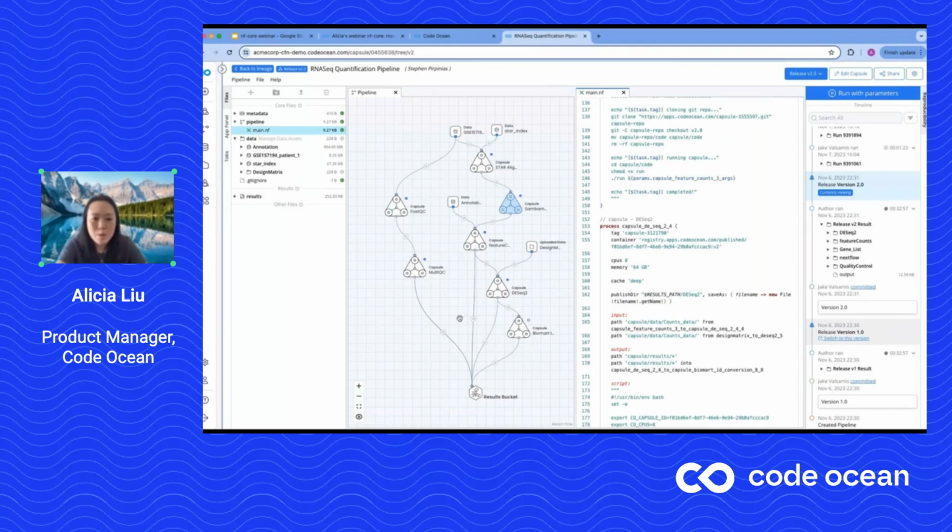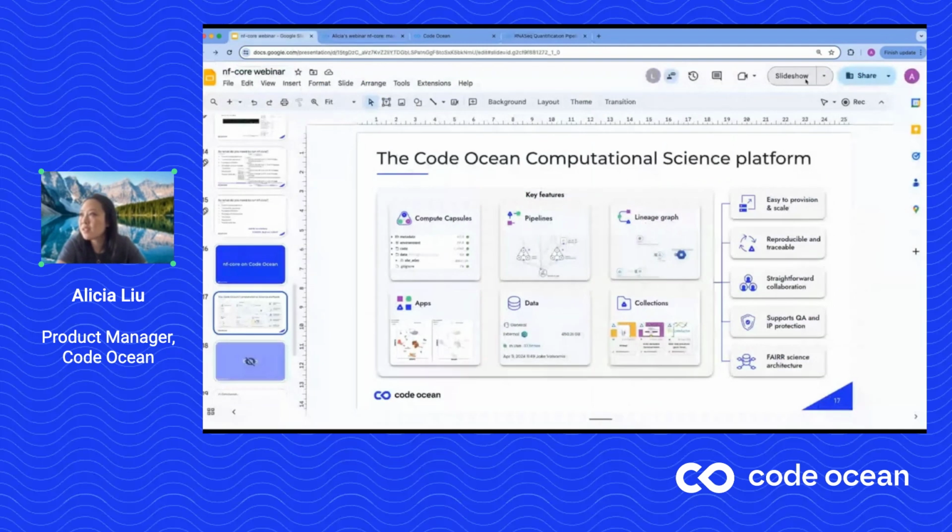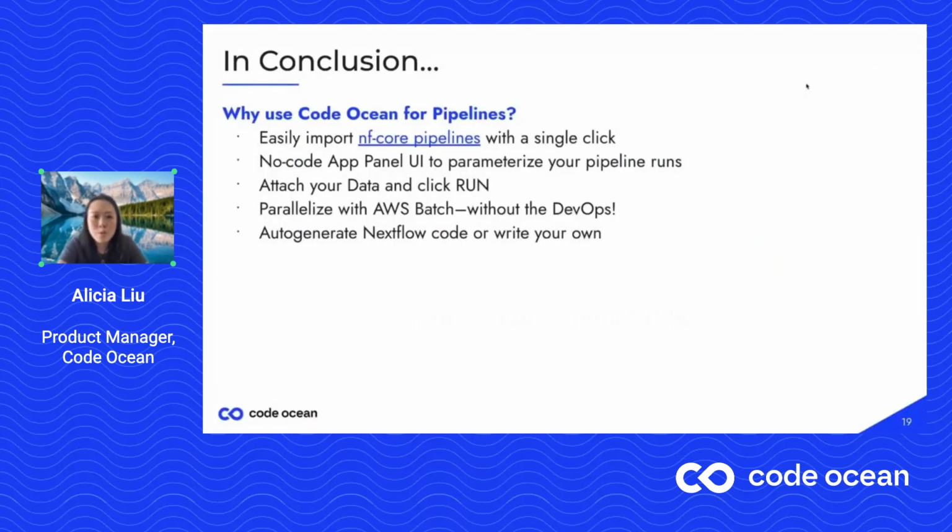And with that, I'm going to end our demo there on a high note and hop back to the slides. We're going to start to wrap things up. So in conclusion, some benefits of using Code Ocean for pipelines. As we saw, you can import NF Core pipelines easily with zero software installation, no DevOps configuration, no reading documentation. Just select your pipeline from the dropdown in Code Ocean and click import. Your NF Core pipeline imports with a no-code UI to parameterize your run, which is certainly a lot nicer than digging through config files. You just attach your data and click run.